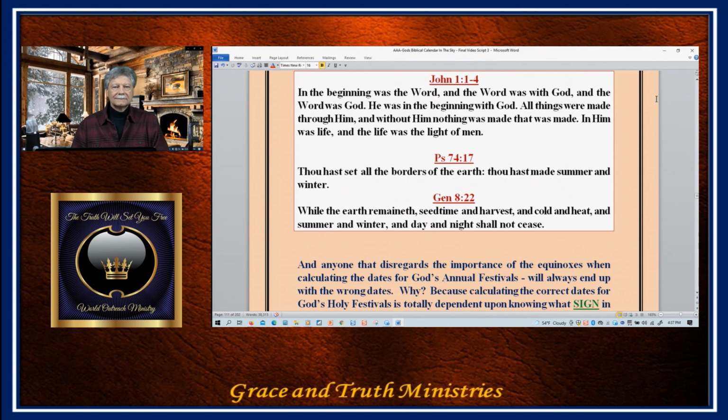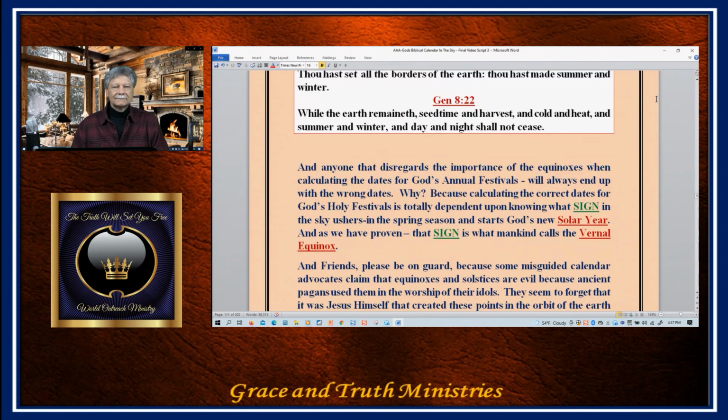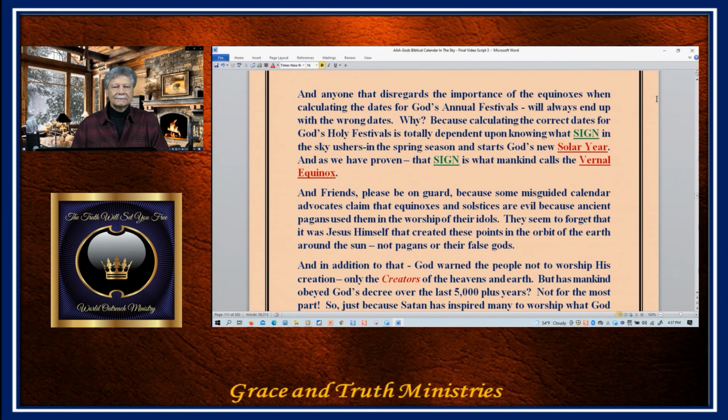Psalm 74:17. You, speaking of the Lord Jesus, have set all the borders of the earth. You have made summer and winter. Who set those markers there, friends? Genesis 8:22. While the earth remains, seed time and harvest and cold and heat and summer and winter and day and night shall not cease. Whoa. Who made them? Christ Jesus made them.